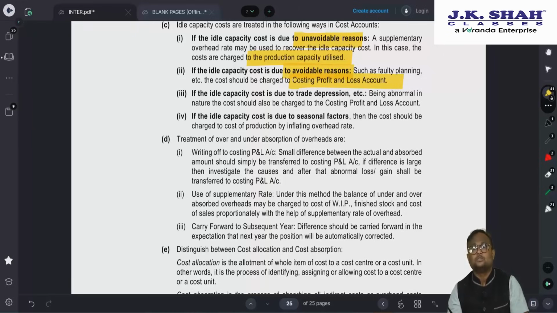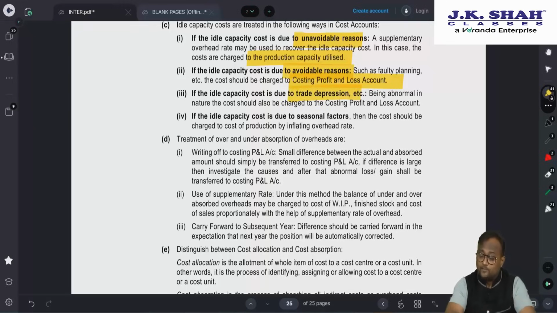Normal loss is a natural loss, right? You crush, I crush, we both crush groundnuts. We all will get wastage. Nobody can avoid it, because it is the natural tendency of the material to give you the wastage. So if your idle capacity is due to unavoidable reasons, that means it is normal. Avoidable means abnormal. Avoidable is always due to external factors, other than my routine factors. So that could have been avoided. That means it is abnormal. If it is abnormal, costing P&L.